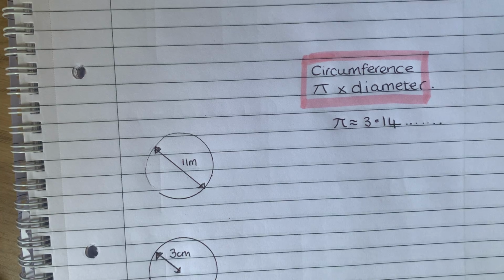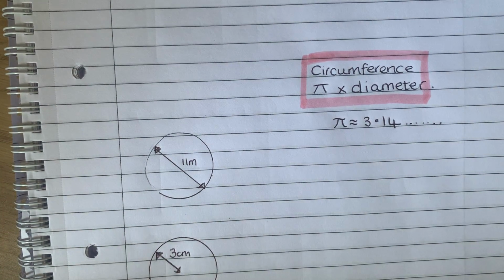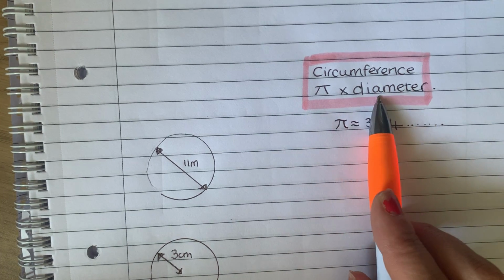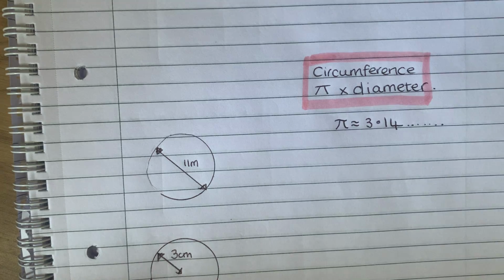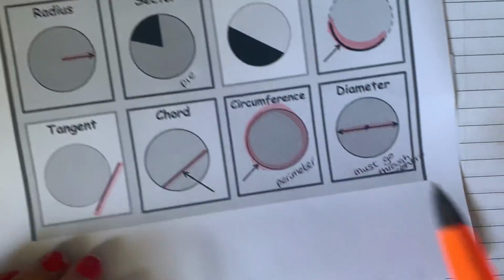The second bit of this lesson is the circumference of a circle and how to calculate it. There's a formula for the circumference of the circle. It's pi times diameter. Remember the diameter goes all the way across and it has to go through the centre.